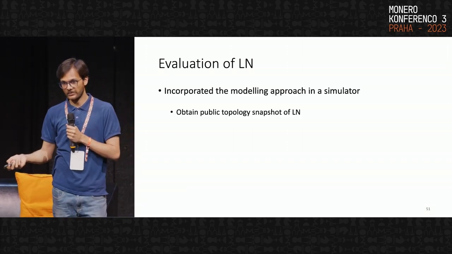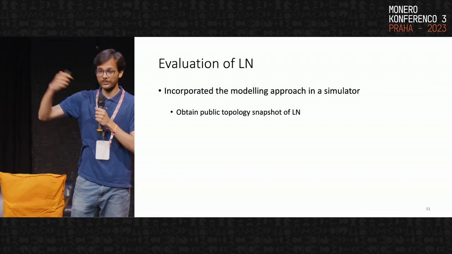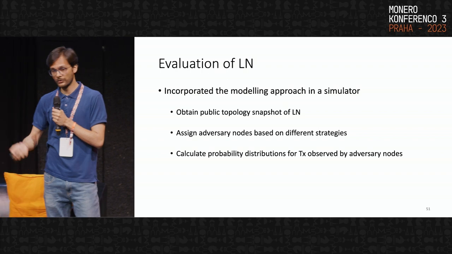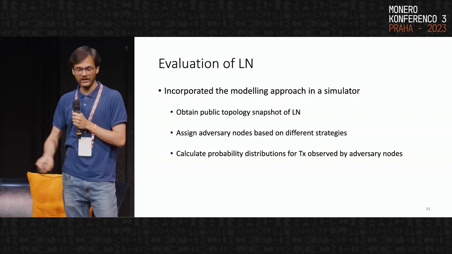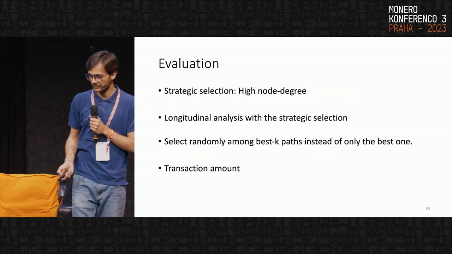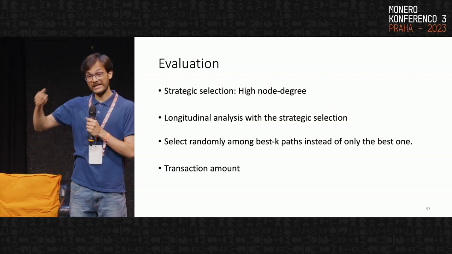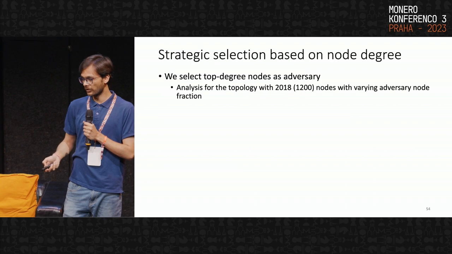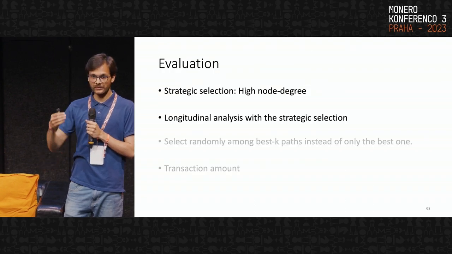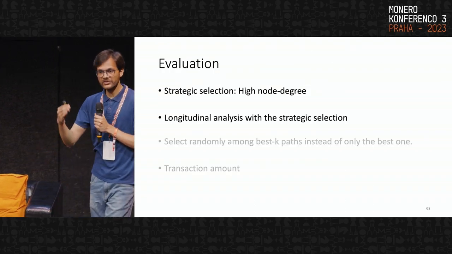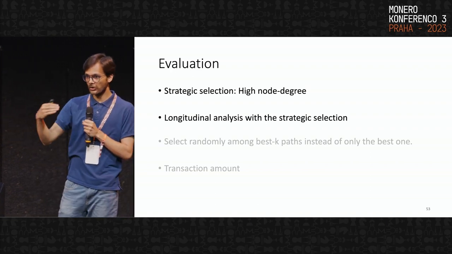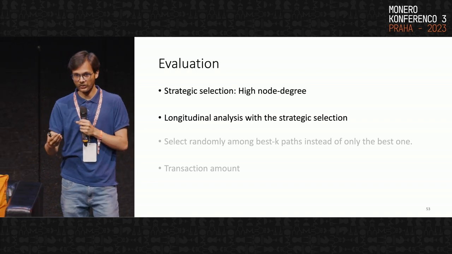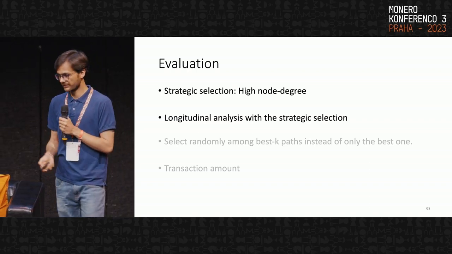Here again, we developed a simulator. We obtained the public topology snapshot of the Lightning Network, and then assigned adversary nodes based on different strategies, calculated probability distributions and the entropy, the same thing. We had various ways of selecting the adversary, but I'll only talk about two of them. The strategic selection: because it is a payment channel network, some nodes have a lot of payment channels, and we wanted to see how much de-anonymization they can do if they are the adversaries.